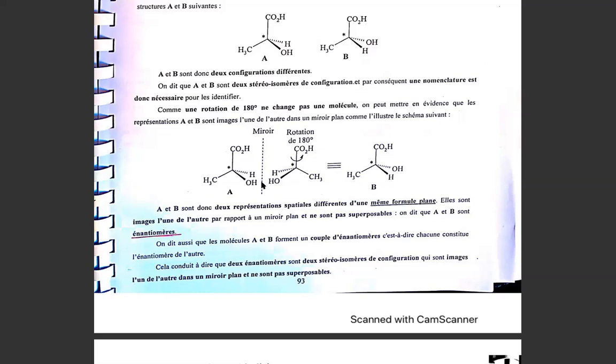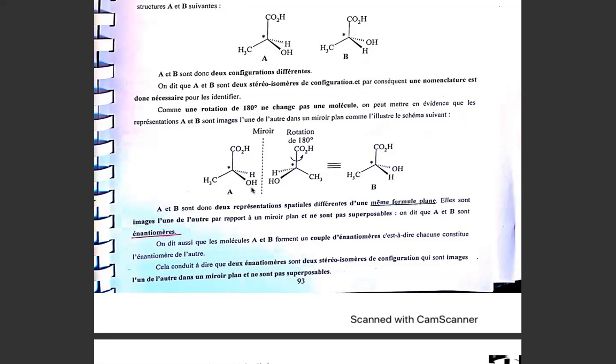Or in other words, what I'm trying to say is that there's been a change. What was on the wedge, that is the bold one, has now gone to the wedge with dashes. And what was on the wedge with dashes has now come to the wedge with a bold line. So that is what happens on a mirror.